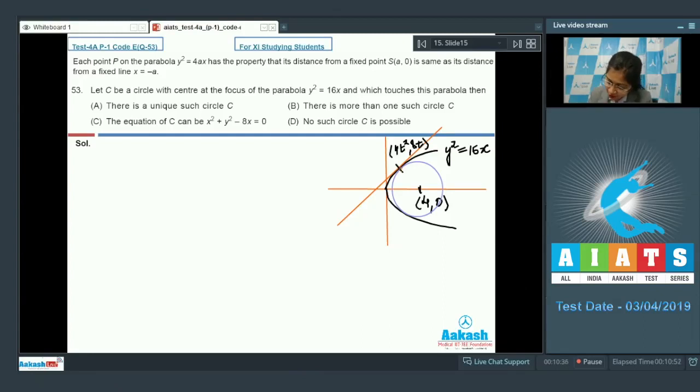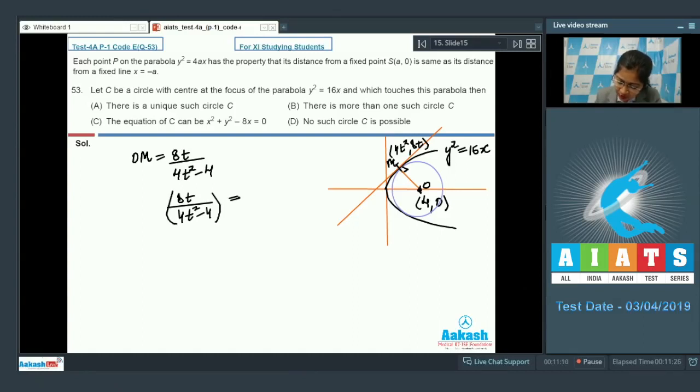Now, if I join this point with the focus, then we can say that it is perpendicular over here. So, let us say this point is O and this is M. The slope of OM will be equal to (8t minus 0) upon (4t² minus 4). Also, the slope of the tangent is 1 by t, which means that 8t upon (4t² minus 4) is equal to minus t.